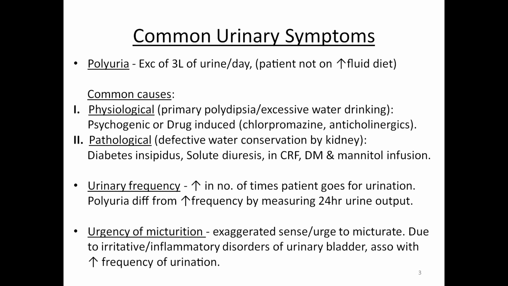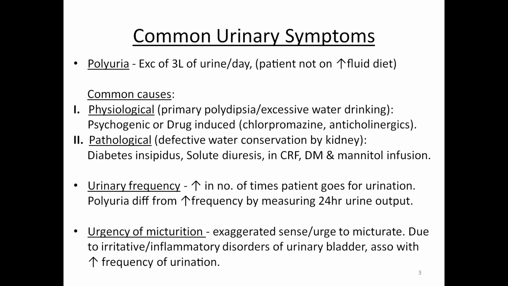So what are the common causes of polyuria? Physiologically, it happens when there is primary polydipsia or excessive water drinking, which can be psychogenic or even drug induced. For example, if one is consuming drugs like chlorpromazine or anticholinergics, there can be polyuria.